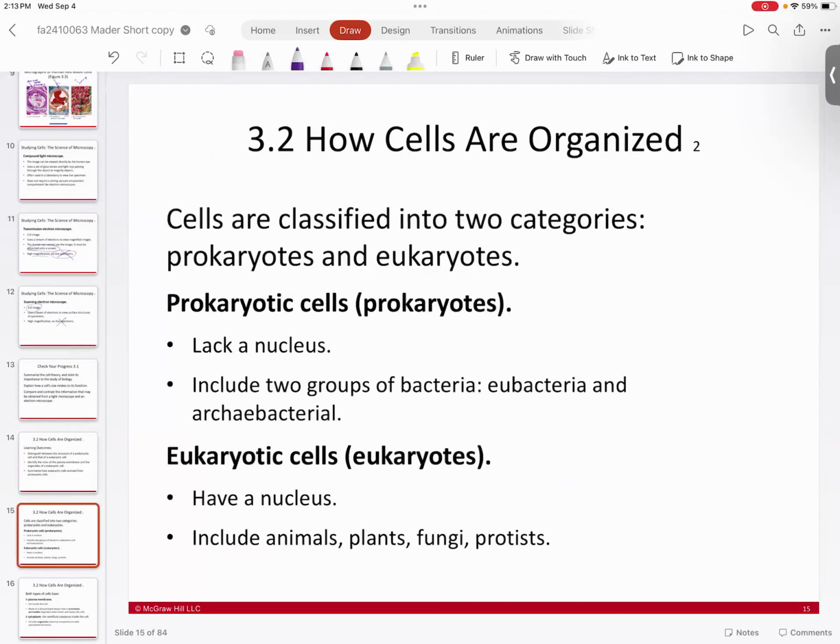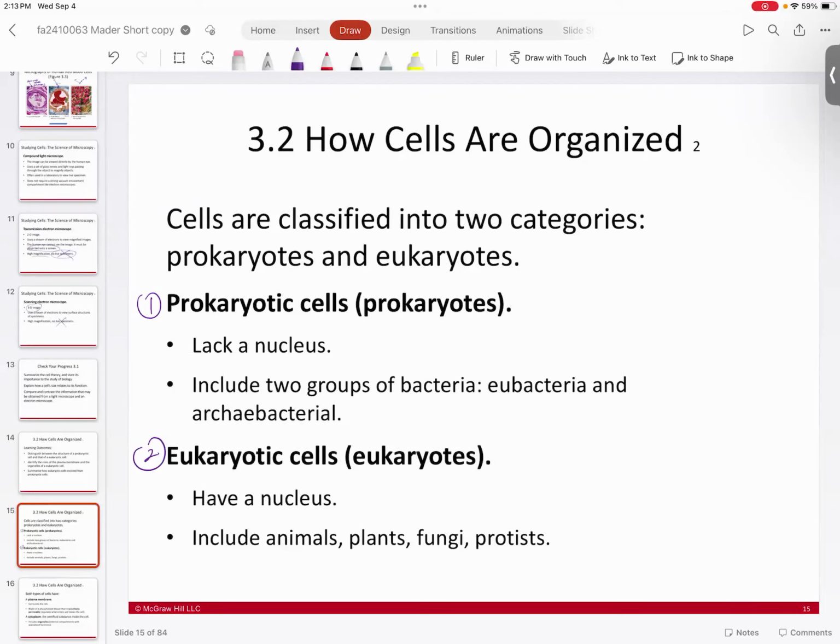Okay. Now let's take a look at the organization. So basically, when you take a look at all cells in life, you can organize them into two main categories. You're either going to be prokaryotic or you're going to be eukaryotic. Those are your two, right? And so every single cell on the face of the planet falls into these two buckets. Now, how do you tell one from the other?